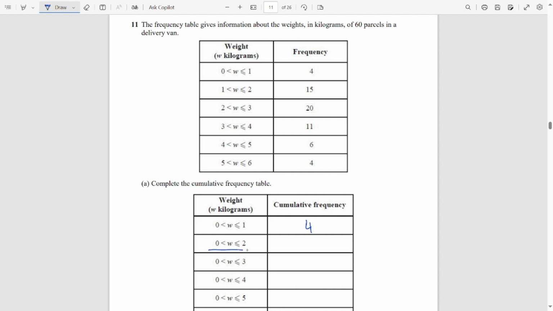And then the next category is between 0 and 2. So it should be all of these and all of these. So you add those two numbers together and you will get 19. The next category is between 0 and 3. So I need to then add on the 20. 19 plus 20 is 39. Oh, not 32.